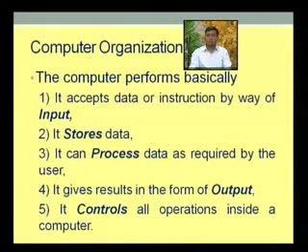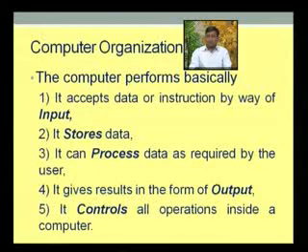The process happens on the data to produce the output. We write the process by means of a program. Now in the next step, as a result of the process, some output is generated. The results are displayed in the form of output. And the last step is that it controls all the operations inside a computer.